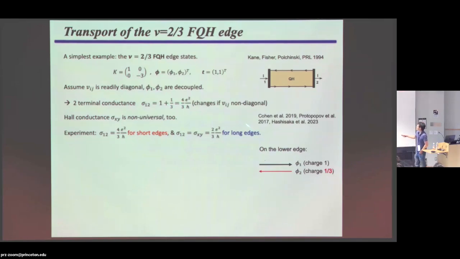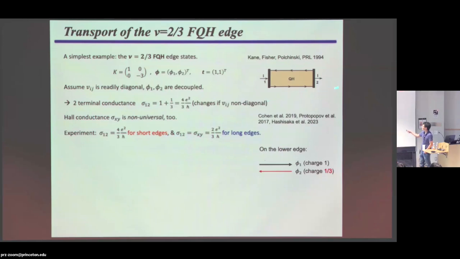And as shown by Fisher and Pruisken, you can further do a calculation of sigma xy. That's also done by the Landauer-Büttiker formula, and it will also give you a non-universal result. But experimentally, there are nice recent experiments which detect more details in the transport of the 2/3 fractional quantum Hall state. Generally the result is that for short edges, if the junction is very short, then indeed you have a regime where you can see sigma 1,2 is 4/3.